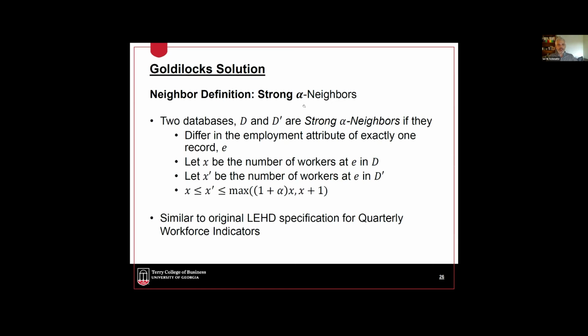We're going to say two databases, D and D prime, are strong alpha neighbors if they differ in the employment attribute of exactly one employer record, E. And if we let X be the number of workers at E, the size of the employer establishment in the initial database D, and X prime is the number of workers in establishment E in the neighboring database D prime, we just require that the number of workers in the neighboring database be bounded between the initial level X and 1 plus alpha times X. So in other words, neighboring databases are going to be those where I take a single employer and replace their employment with a value that could be up to 1 plus alpha times its value.